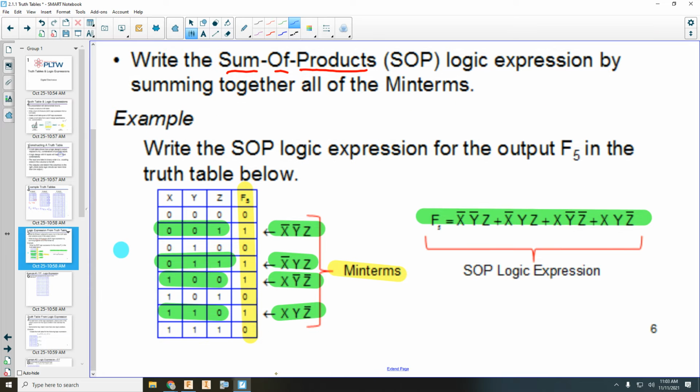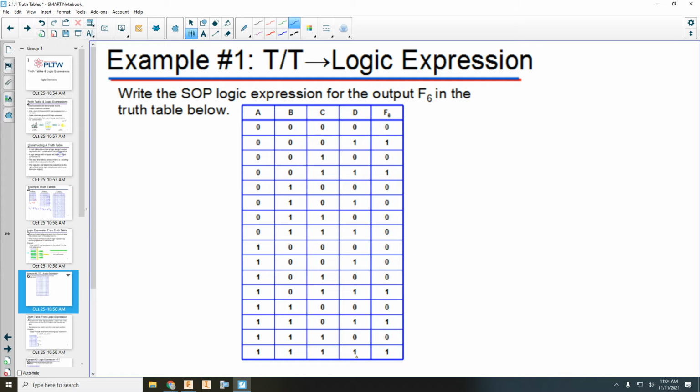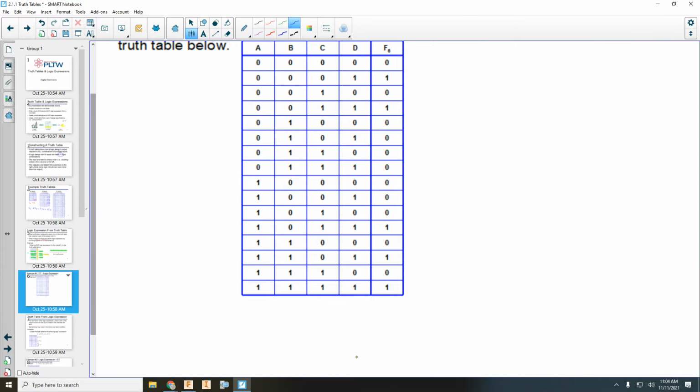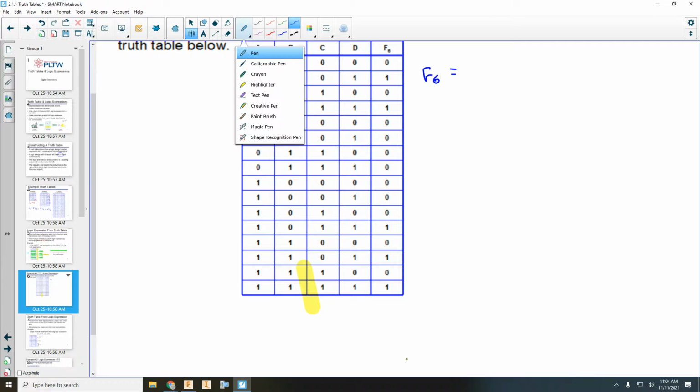Those little terms, and we just did a couple of those, each one of those terms is called a minterm. A minterm. And the sum of products expression is ordering all of those together. Okay? Let's have you help me out a little bit more. Yes, this is F6. So what do I need to look for? I need to look for where I have outputs where I have ones.